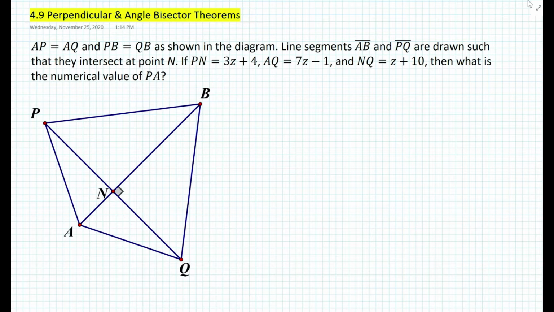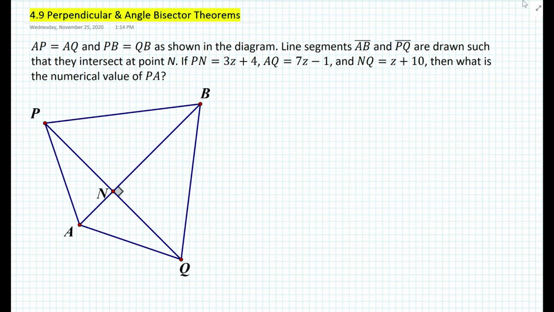AP is equal to AQ and PB is equal to QB as shown in the diagram. Line segments AB and PQ are drawn such that they intersect at point N. If PN is equal to 3z plus 4, AQ is equal to 7z minus 1, and NQ is equal to z plus 10, then what is the numerical value of PA?